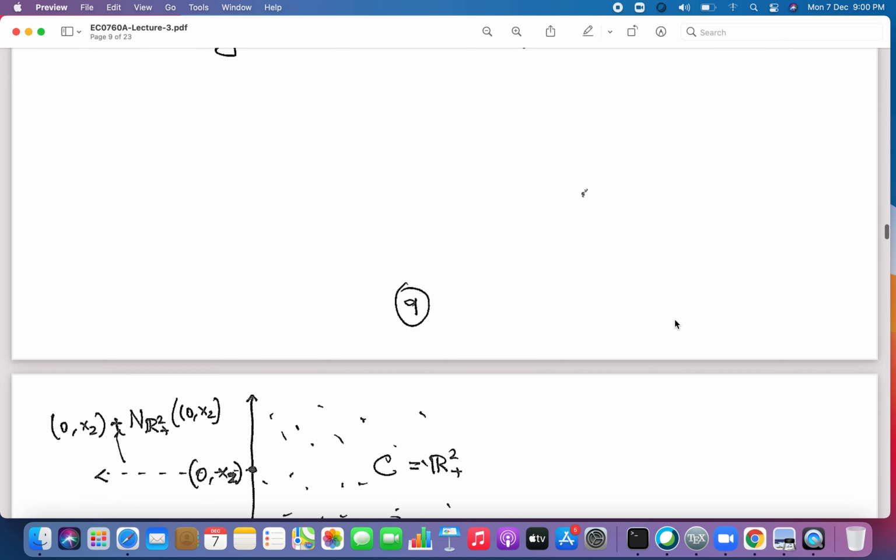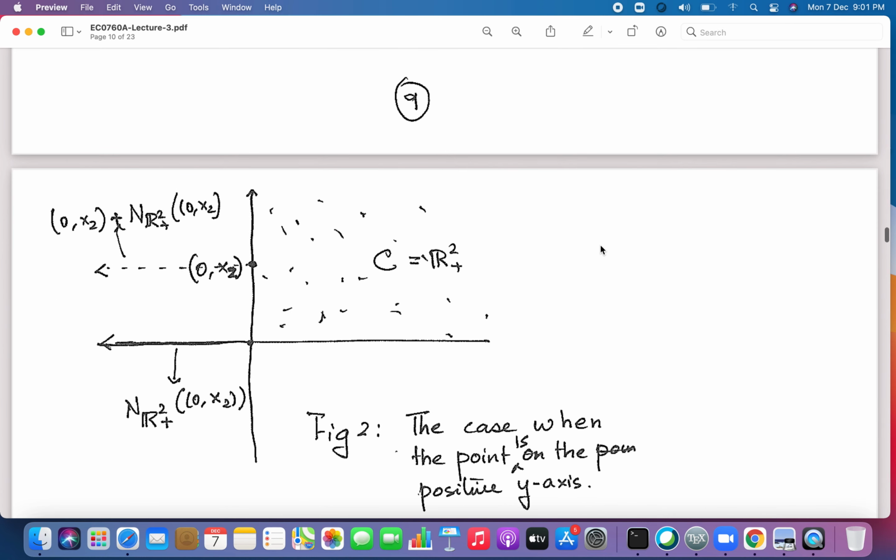right? Now here, 0 x2, where x2 is the second, the y coordinate is positive and the x coordinate is 0. So there this is the perpendicular. So the corresponding cone is nothing but the non-negative part of the x-axis.